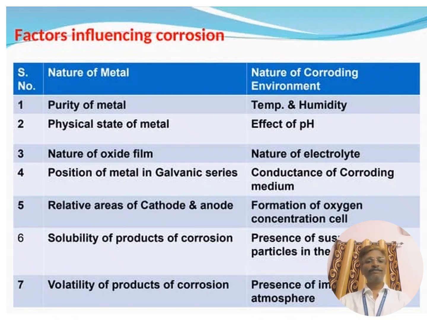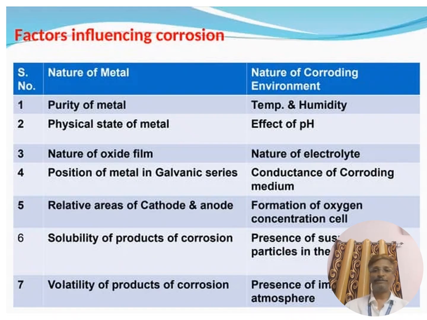And what is the position in the electrochemical series? If the metals are very close in the electrochemical series, the metal will be protected. Then the relative area of cathode and anode, the solubility of products of corrosion, and the volatility of products of corrosion. So these are all the conditions based on the metal.